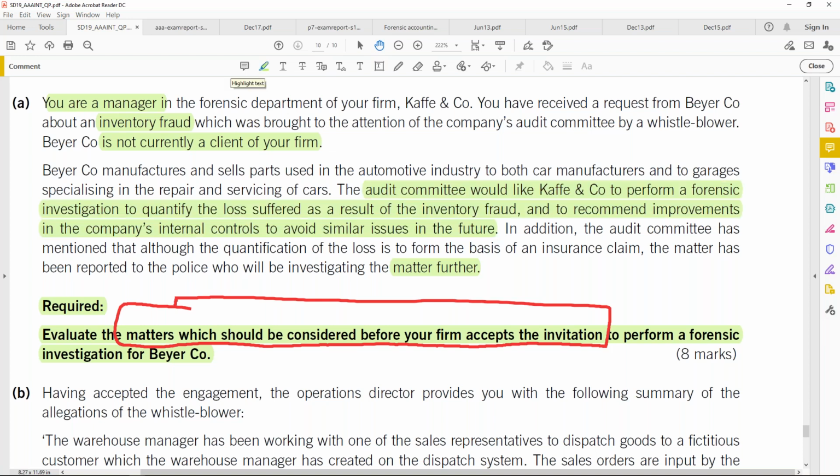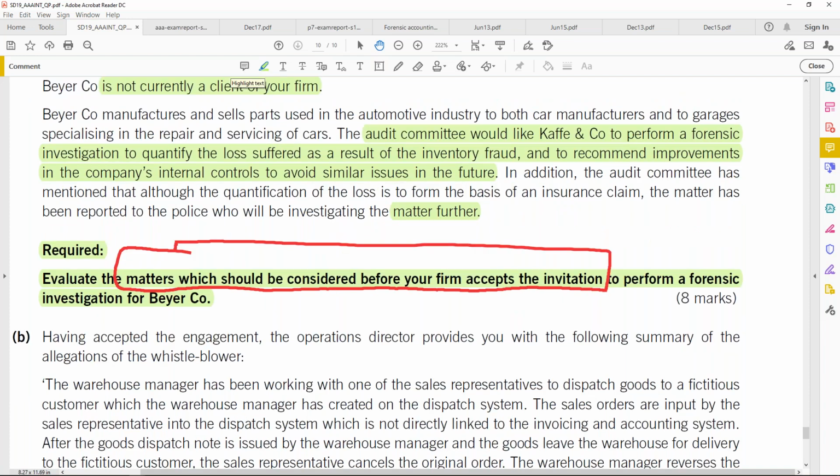In addition, the audit committee has mentioned that although the quantification of loss is to form the basis of the insurance claim, the matter has been reported to police who will be investigating the matter further. Do we know with clarity will the matter be taken to the court or not? They have reported the matter to police, but will they be taking this matter to court or not? Do we have clarity? So should we consider this matter before accepting the invitation, that will there be any court proceedings? Will we be involved in a court proceeding? Will you consider that before you accept this invitation?